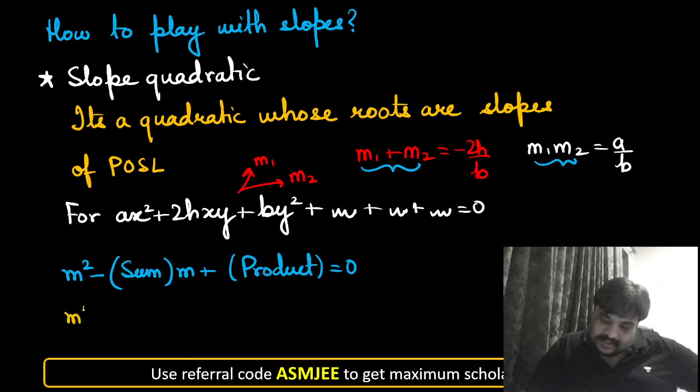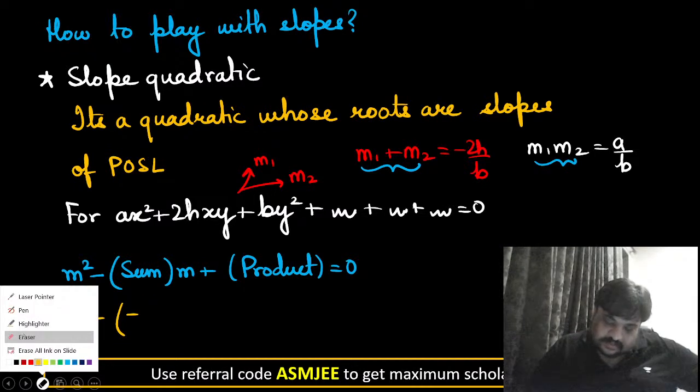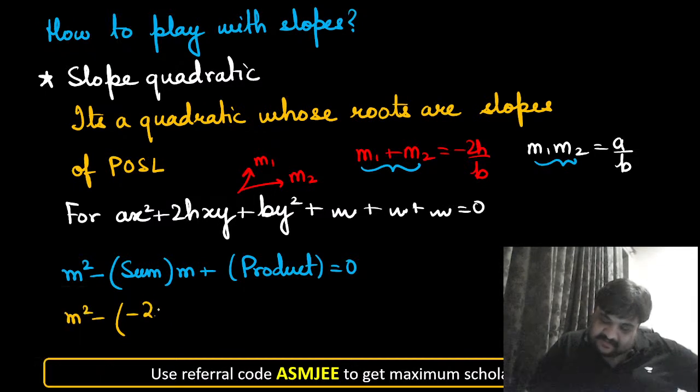So this is m square minus sum of the roots, which is minus 2h by b. You will have to decide what bare minimum you can do. You cannot do everything. When you have backlog or poor basics, then you will have to choose. And product is a by b.